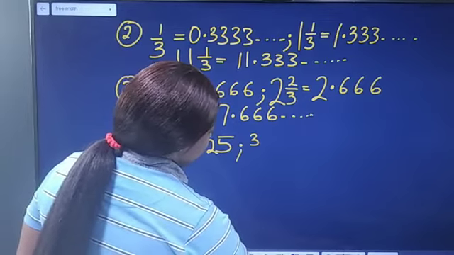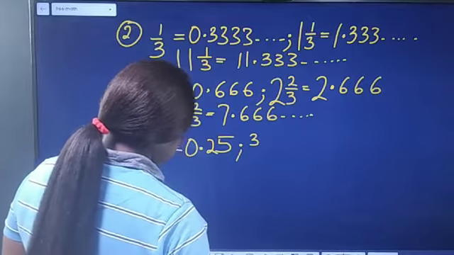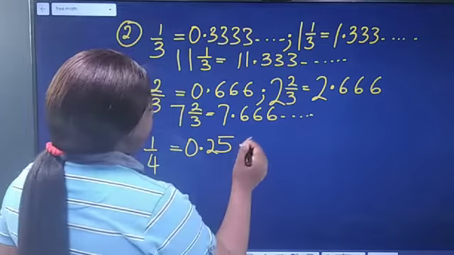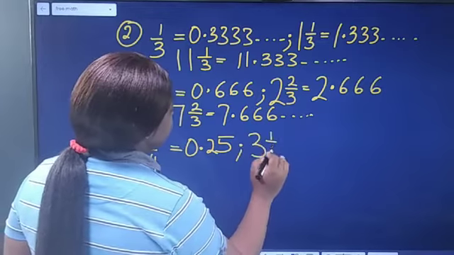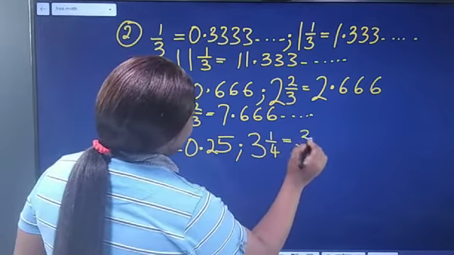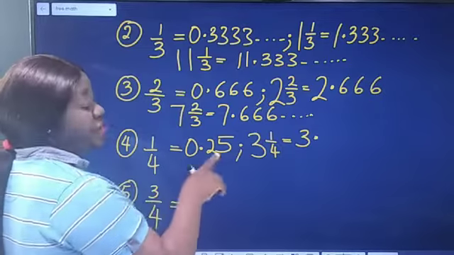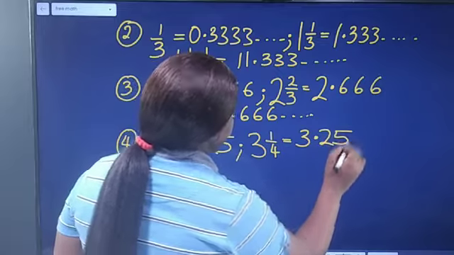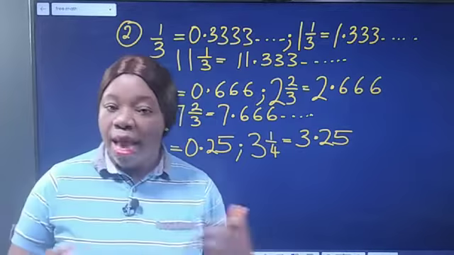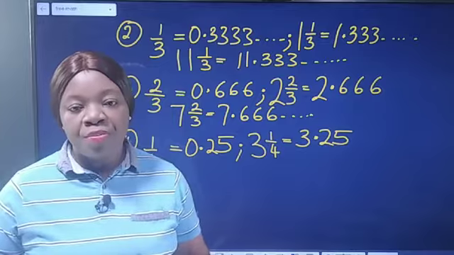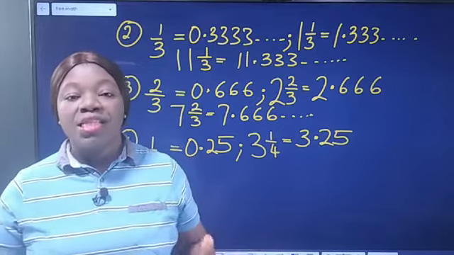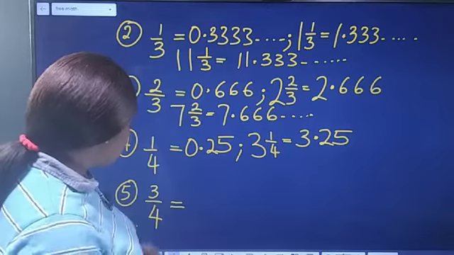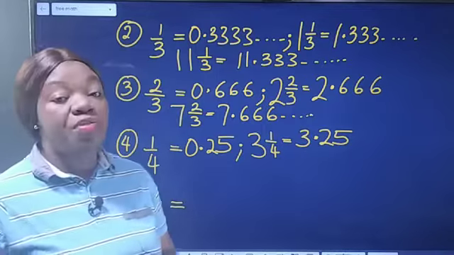So now what if we have a whole number? What if we have 3 whole number 1 over 4? That is 3, and 1 over 4 is 0.25, so that will be 3.25. And if you also have 20 whole number 1 over 4, that is 20.25.